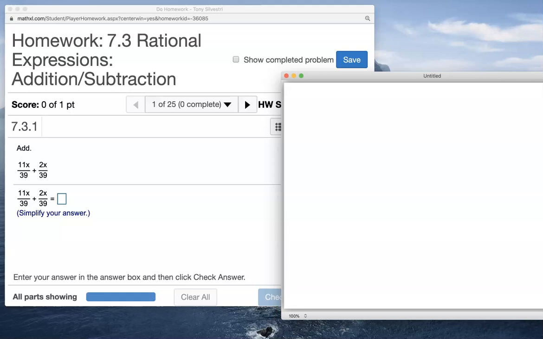Welcome to section 7.3. This is entitled Rational Expressions, Adding and Subtracting. How do you add and subtract expressions, fractions with variables in them? Well, it ends up being that this section has historically been a difficult one for a lot of students.